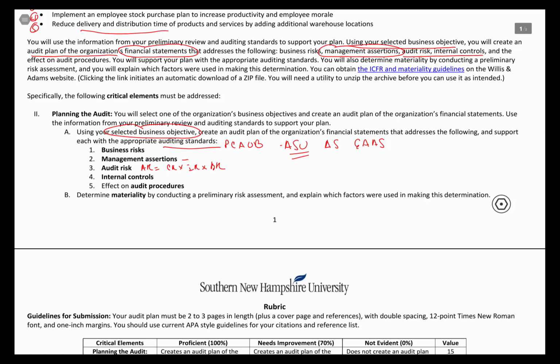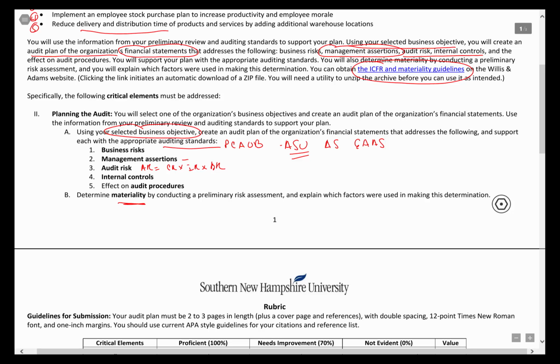And then internal controls. With internal controls, be specific. Don't just mention segregation of duties. Explain what facets of segregation of duty have to take place. So if we're looking at, let's say, reduced delivery and distribution time of products, here if we want segregation of duty, obviously whoever is receiving the merchandise into the warehouse should not be entering it into the accounting information system, as just an example.